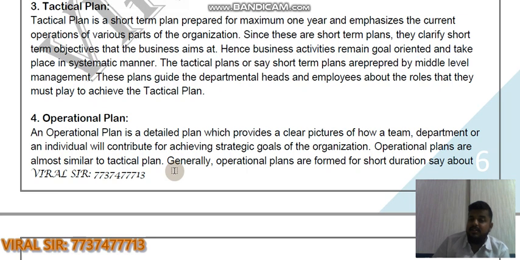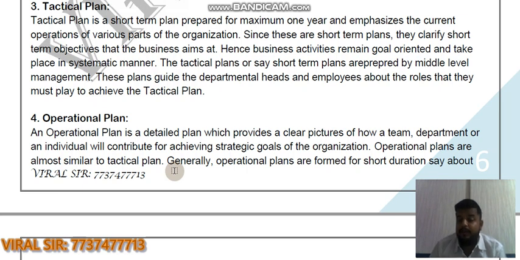Since these are short term plans, they clarify the short term objectives that the business aims at. Hence business activities remain goal oriented and take place in a systematic manner. The tactical plans, or short term plans, are prepared by middle level management. These plans guide the departmental heads and employees about the roles that they must play to achieve the tactical plan.